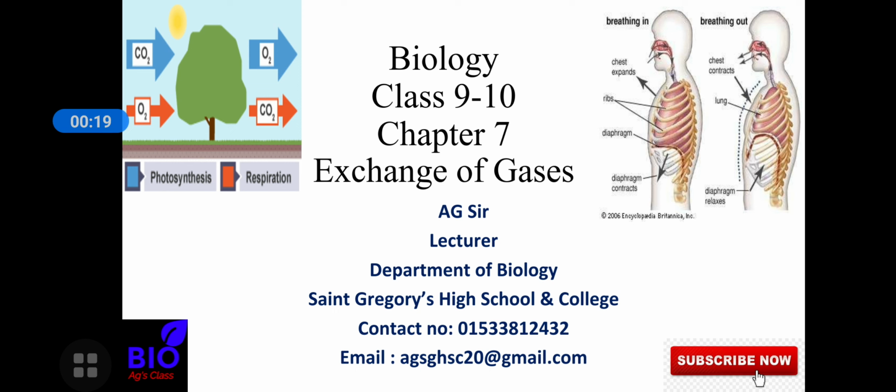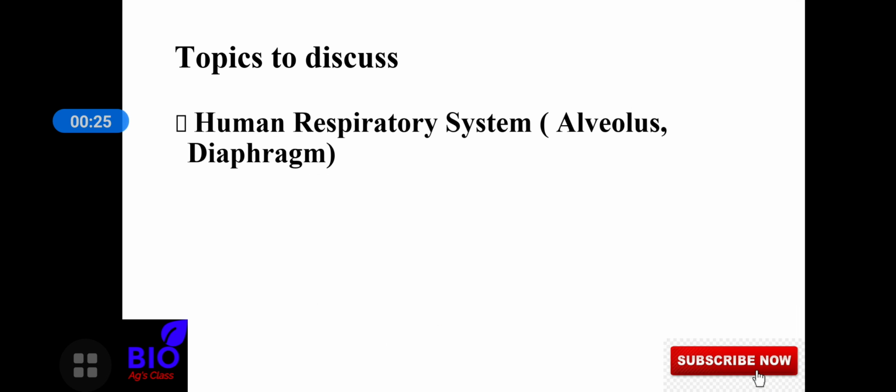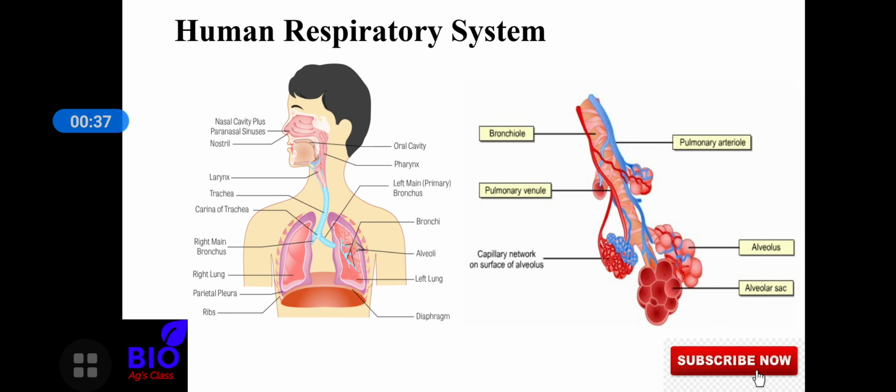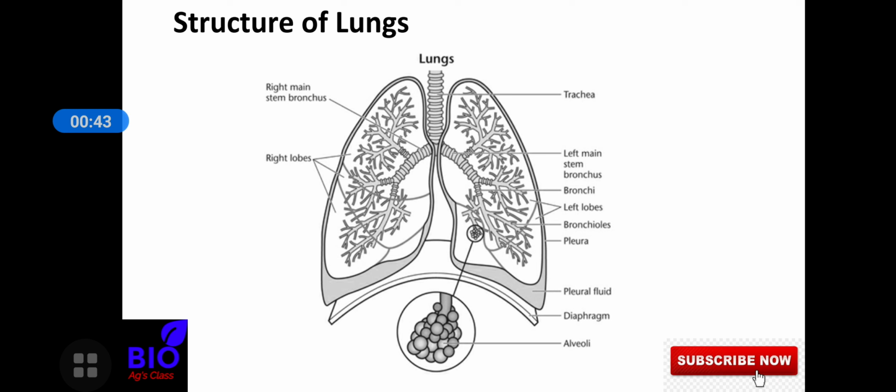We were discussing chapter 7, exchange of gases. The topics we are going to discuss today: lungs, alveolus, and diaphragm. So let's start the class for today. The lungs. Lungs is the main organ of our respiratory system.